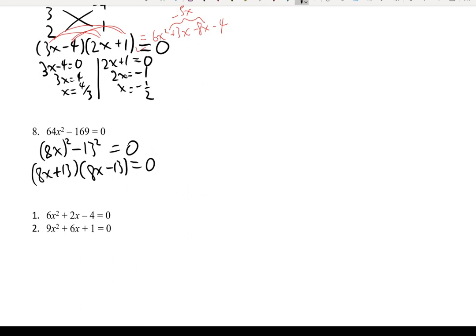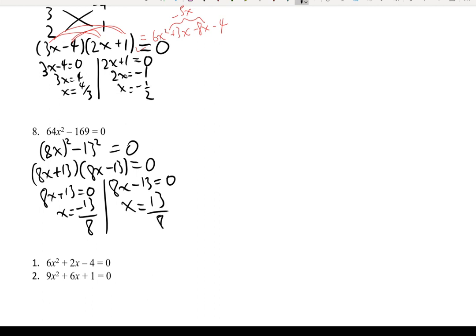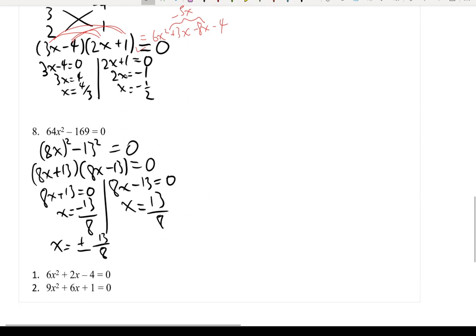On one side we have 8x plus 13 equals 0, and on the other side we have 8x minus 13 equals 0. So 8x is equal to negative 13. Let me get rid of the 8 straight away and put it down here, and then we have x is equal to 13 over 8. So these are our two answers. So just x is equal to positive or negative 13 over 8. So that is the final answer for question 8.